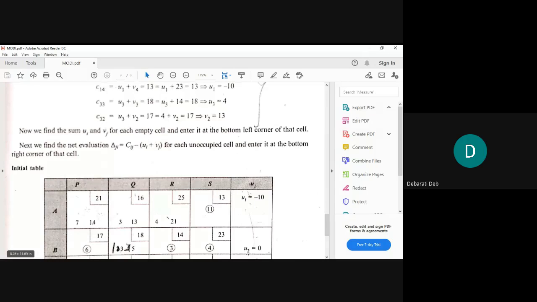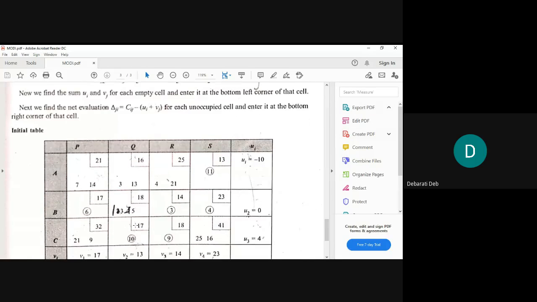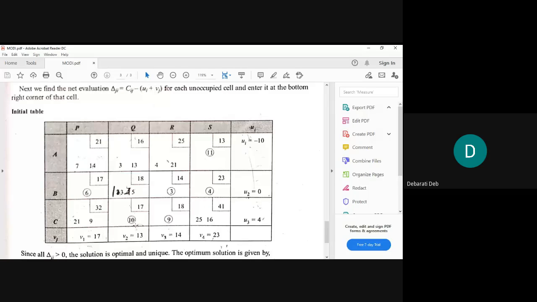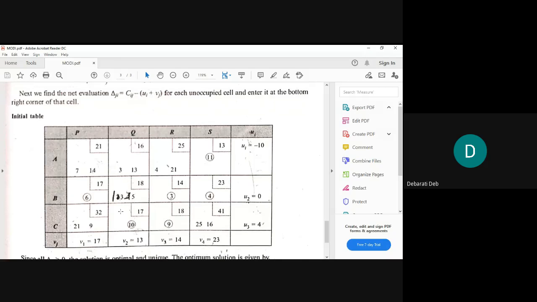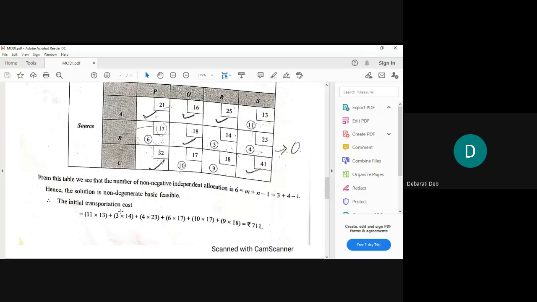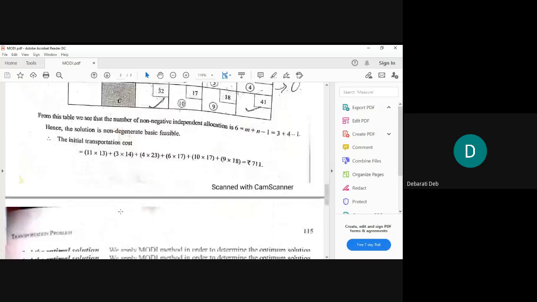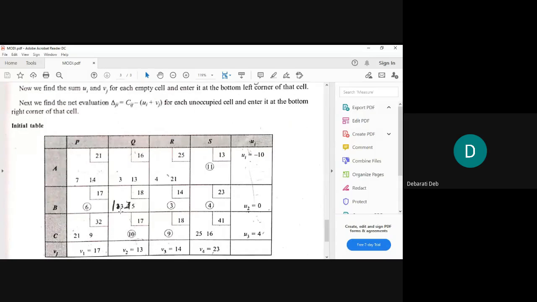Now make this table once again. Same allocation you will write, but in the unoccupied cells you will write the summation of that Ui and Vj. I will show you this table. You make this table once again, but you put another column and another row, and name it as Ui and Vj.